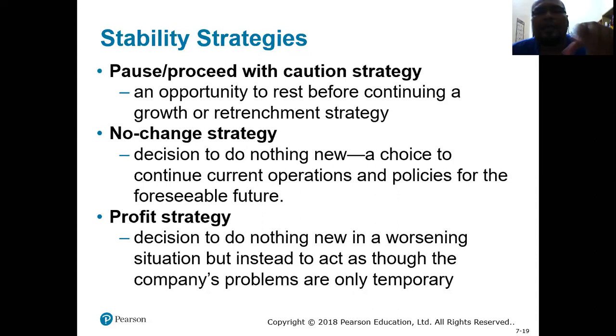So it means that when you first reach the maturity stage, what a company can do is reassess their position, whether this product or this model still has a future or not. If they think that it still has a future, then they will revive it. How?